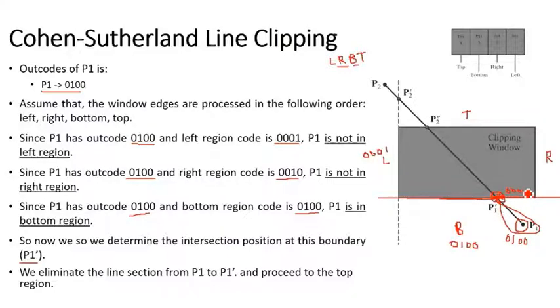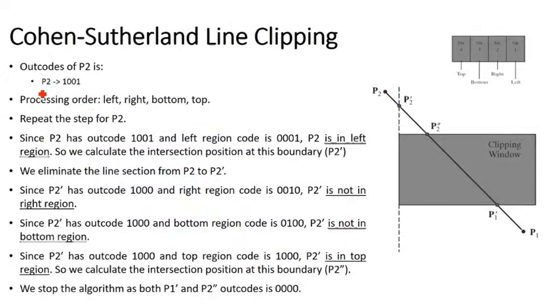Since this outcode became 0, 0, 0, 0, I don't have to further clip this point. Now I take the line from P2 to P1 dash and I do the clipping. P1 dash does not need any clipping. So the next point that I need to consider will be P2. Now I'll take my P2 point.